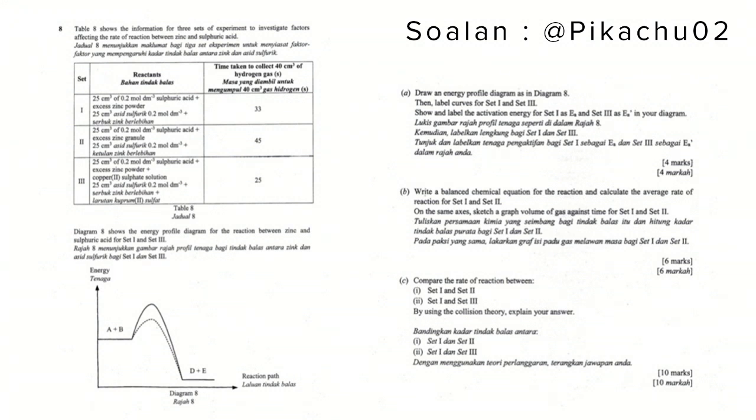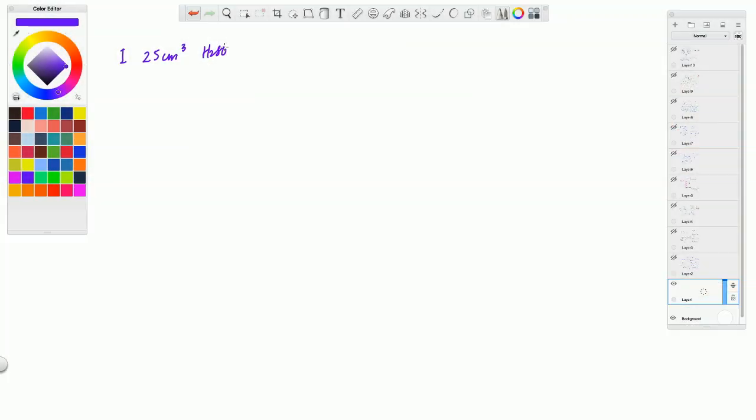Diagram 8 shows the information of 3 sets of experiments. Oh, this is rate of reaction. So the time needed for it to collect 40 centimeter cube of hydrogen. So the first experiment you use 25 centimeter cube of sulfuric acid, okay, with excess zinc. Okay, so it takes you 33 seconds.